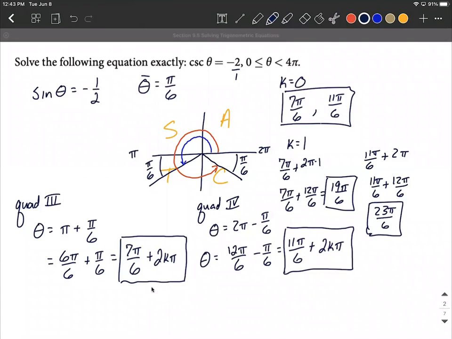If you are not given that specific range and asked to represent all of the possible solutions, or all of the solutions, it would be these two boxes down below here with the plus 2k pi attached to the ends.